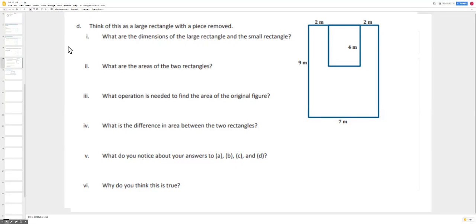Hello, students. We're going to move on to problem D now. We're going to go over two more problems, one more using the same shape, just in a different way.